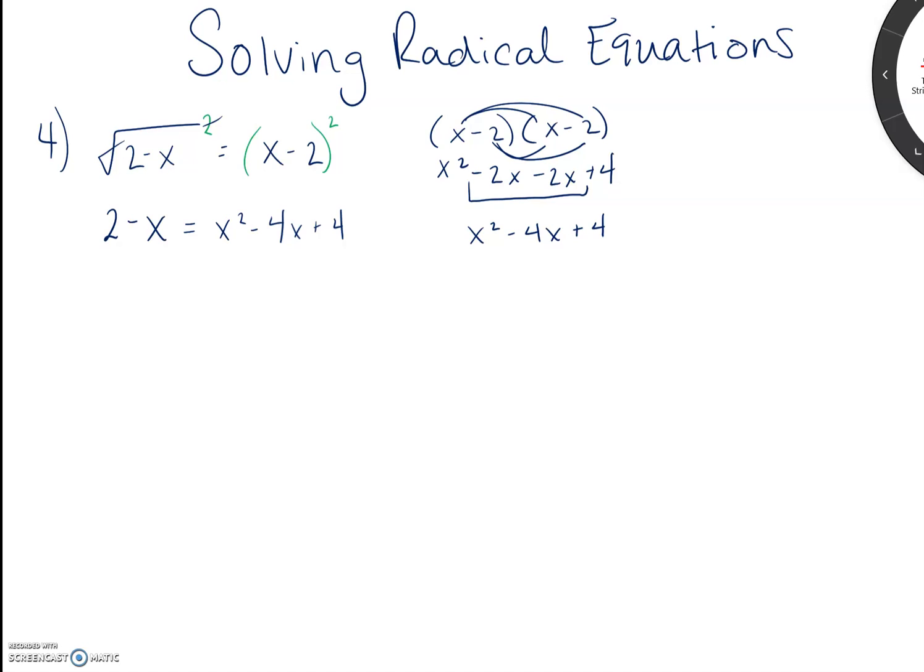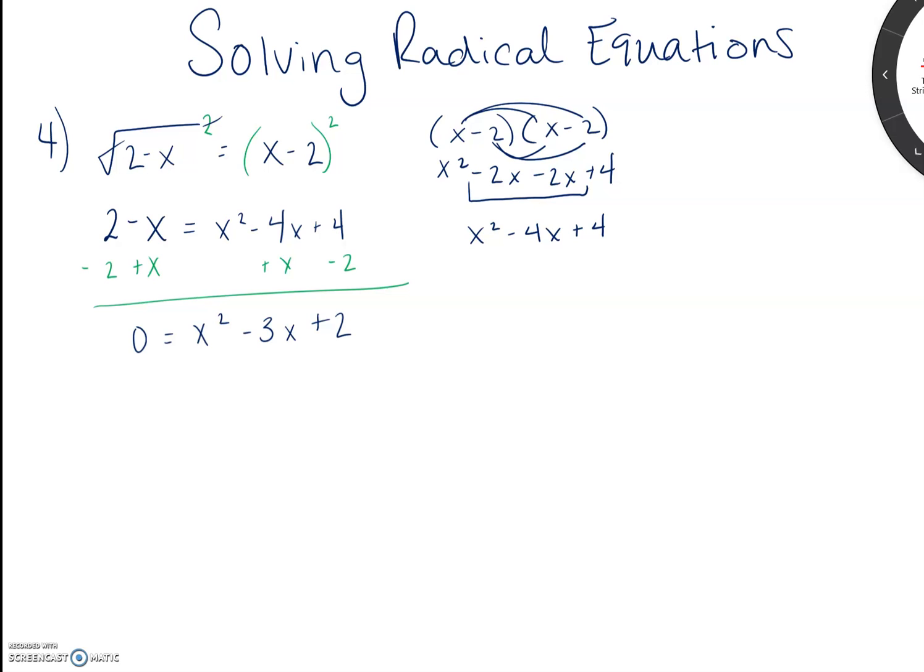Alright, so now that we have that, we can see that it's a quadratic. In order to solve quadratics, we have to set it equal to 0. So I'm going to subtract 2, and I'm going to write it under its like term, and I'm going to add x. And what I have left would be x squared minus 3x plus 2.